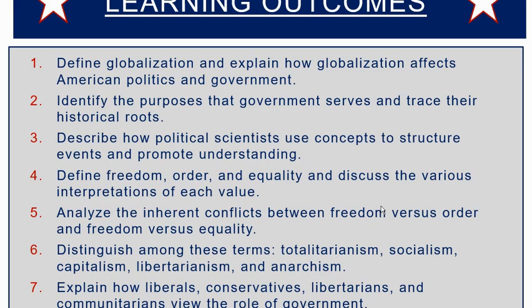4, define freedom, order, and equality and discuss the various interpretations of each value. 5, analyze the inherent conflicts between freedom versus order and freedom versus equality. 6, distinguish among these terms: totalitarianism, socialism, capitalism, libertarianism, and anarchism. And 7, explain how liberals, conservatives, libertarians, and communitarians view the role of government.